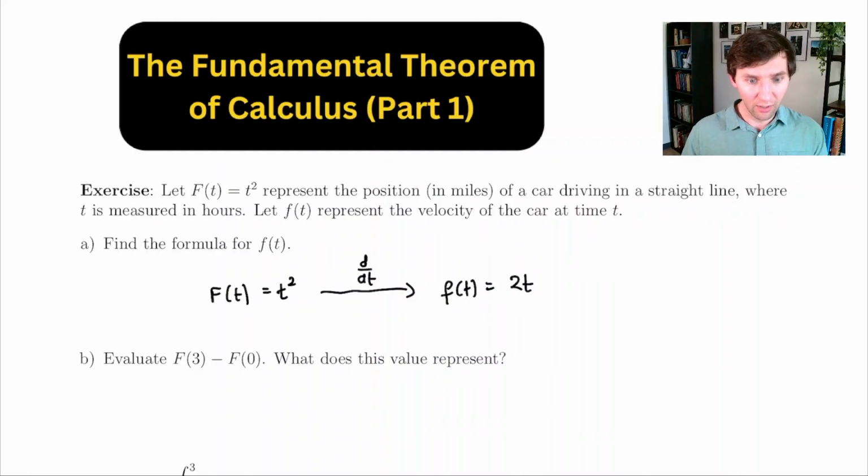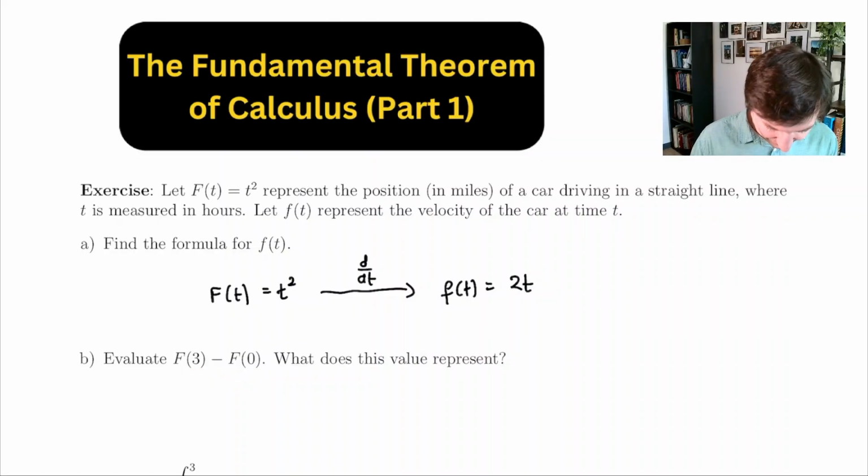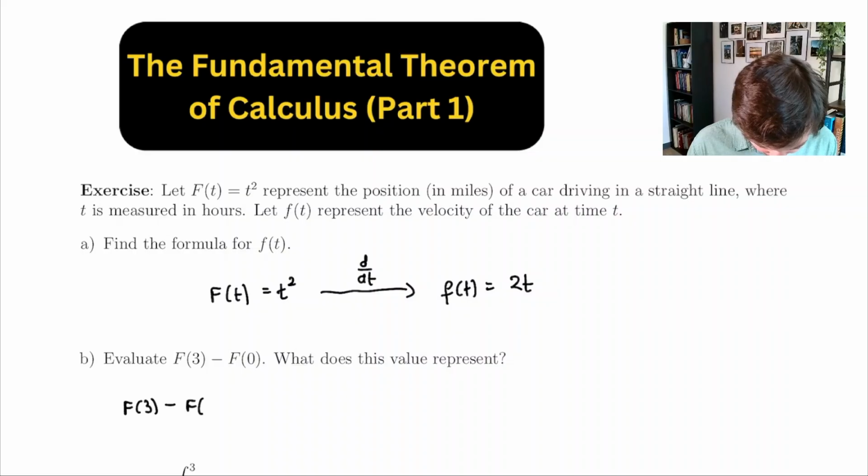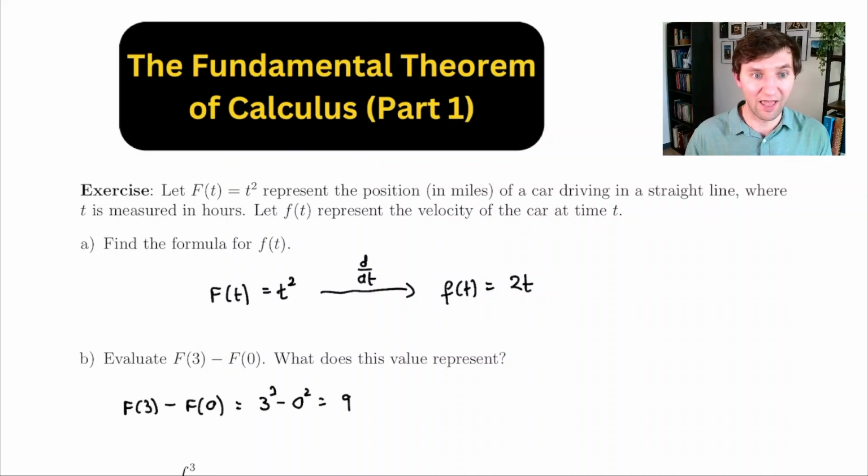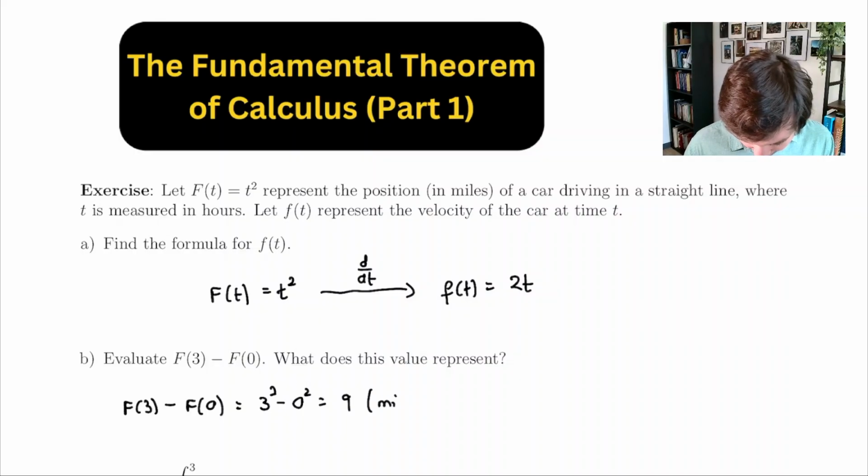In part B, we must evaluate the expression capital F of 3 minus capital F of 0. When I do that, I get 3 squared minus 0 squared, which is 9. Capital F was a function that represented the position, which means its units were miles. I got, as an answer, 9 miles.